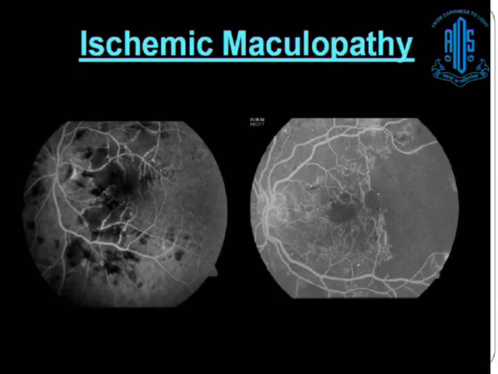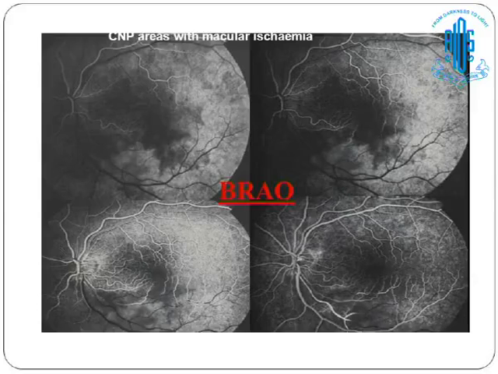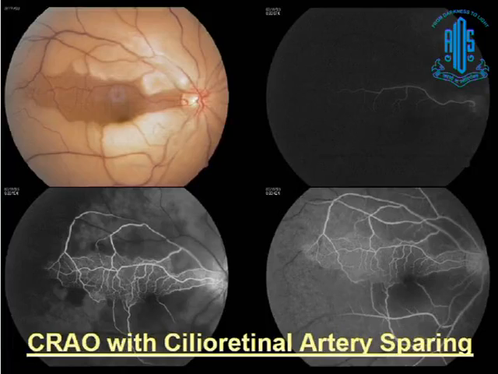Now, coming to BRAO, we can see in the early phases the artery is not filling. So the early phases have to be captured when we are suspecting any case of BRAO. In the late phase the artery is filling, but in the early phase there is a late filling of the retinal artery. And this patient is a case of CRAO, but the cilioretinal artery is spared. So we can see the cilioretinal artery being perfused very well, but the periphery is filling very late.